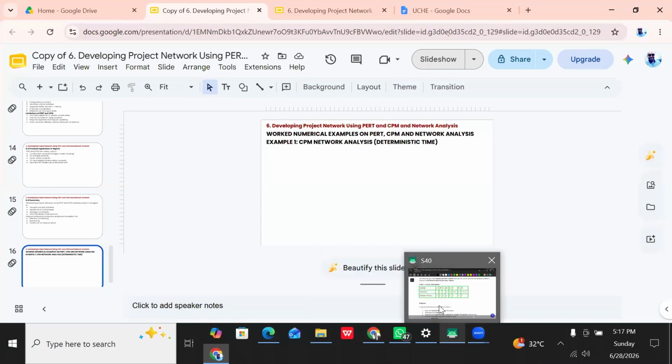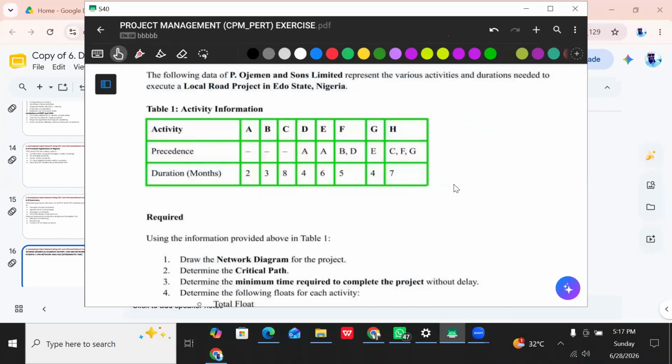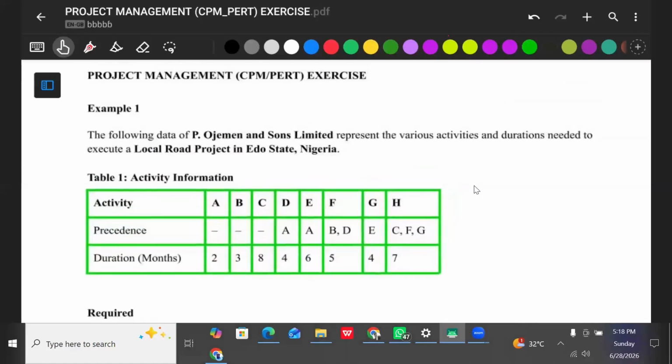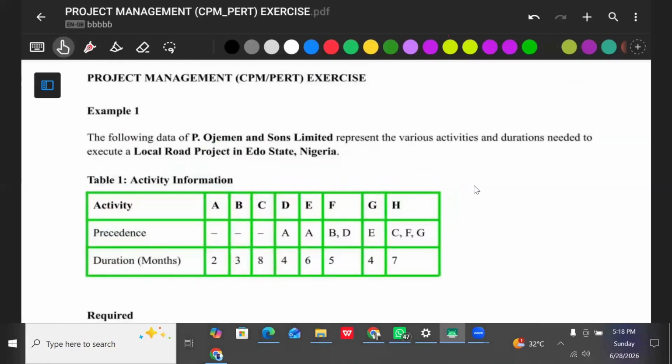Let's see this. The following data of PLJ and Sons Limited represents the various activities and durations needed to execute a local road project in Edo State, Nigeria.